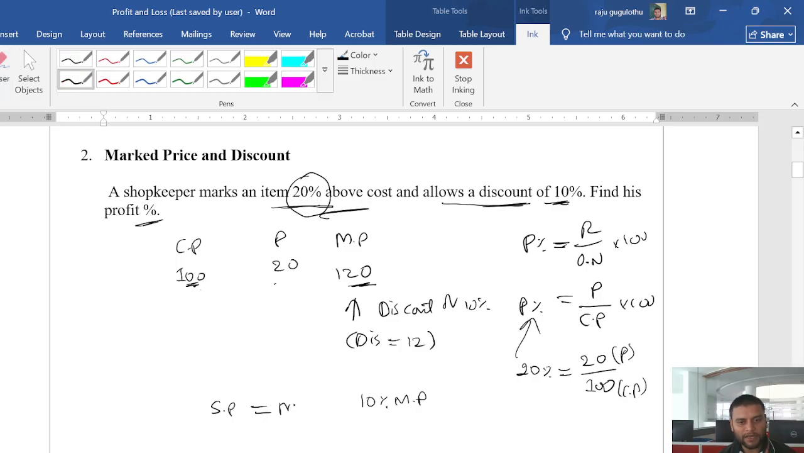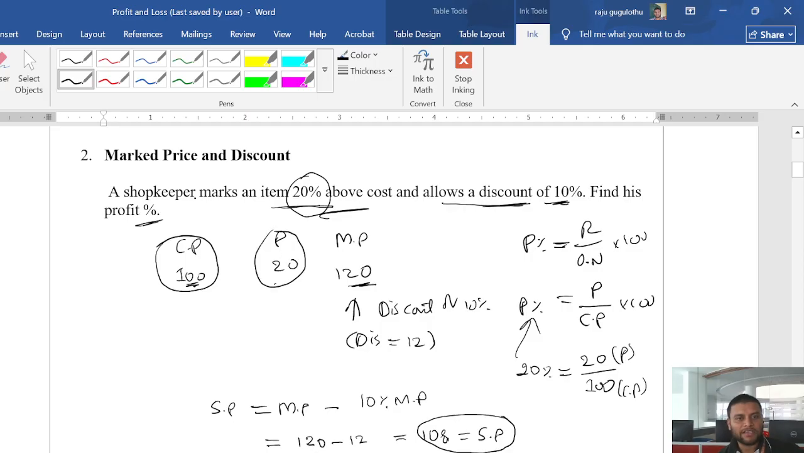Selling price will be taken as market price minus 10% of market price. Okay, so here in this case, guys, selling price will be market price 120 minus 12 rupees. That is 108 rupees. This is taken as the selling price. So we know selling price now. We know cost price is 100.